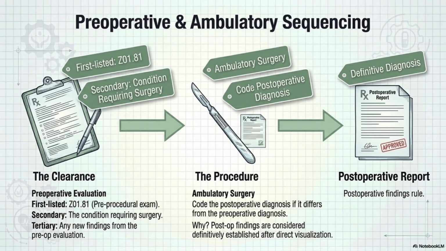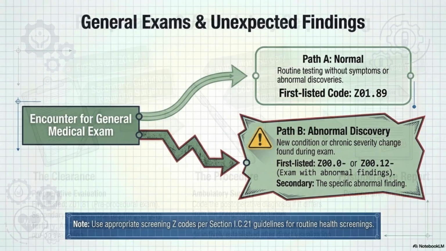In ambulatory surgery, if the postoperative diagnosis differs from the pre-op diagnosis, you code the postoperative one. Why? Because post-op findings are considered more definitive. For routine exams with no symptoms or abnormal findings, use Z01.89. If the exam uncovers a new condition or a change in severity, use the Z00.01 or Z01.2 code for exams with abnormal findings, and then code the abnormal finding as secondary.